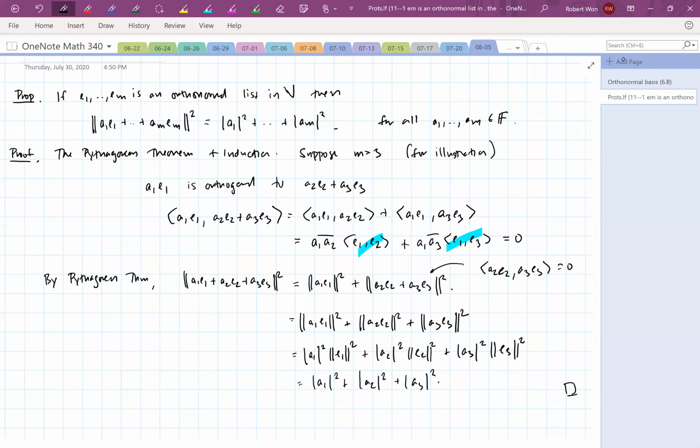Okay, so if you have an orthonormal list of vectors, in particular, if you had an orthonormal basis and you wrote any other vector as a linear combination in terms of the basis or an orthonormal list, then computing the norm is very easy. That's nice. It just depends on the coefficients. Here's another, let's call it corollary.